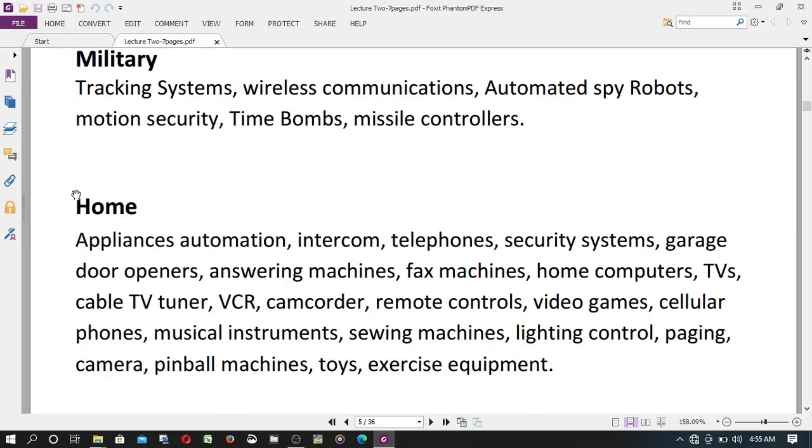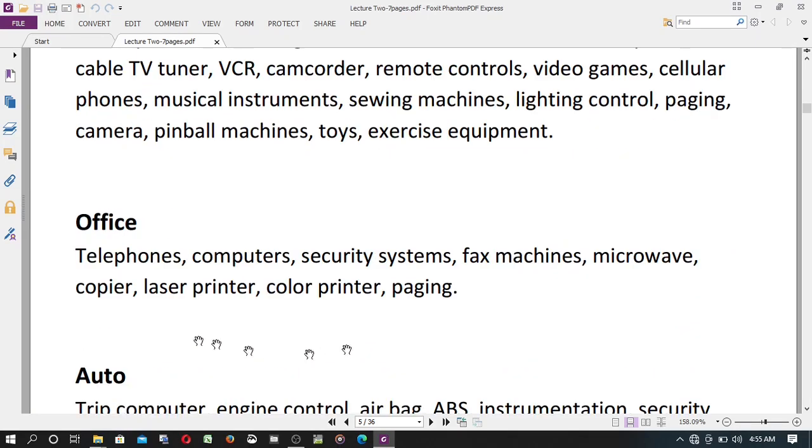Now it can be used in our homes for what is listed here: appliances, automation, intercom, telephones, and etc. In our office, microcontrollers can be used to build telephones, computers, security systems, fax machines, microwaves, copiers, laser printers, color printers, and paging. Microcontroller is very versatile, it's very vast, and it's a very important tool that can build anything. It plays a very nice role in terms of technology.